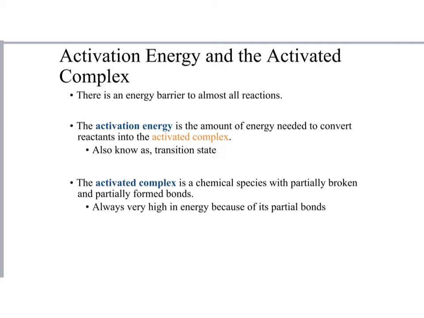There's an energy barrier to reactions, and activation energy is the energy needed to convert reactants into an activated complex. If you remember, it went something like this. It went up. The activated complex is sitting right up here. That's what we call the transition state, and that then falls off and goes to products. So you've got reactants over here and products over here. The activated complex is a species with some partially broken and partially formed bonds, and it's high energy because of those partial bonds.